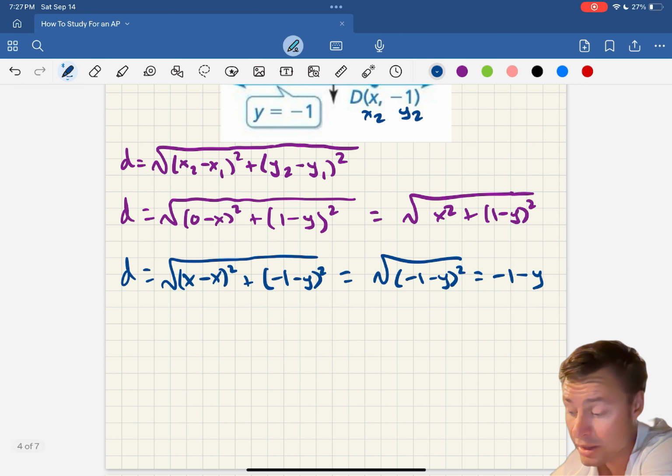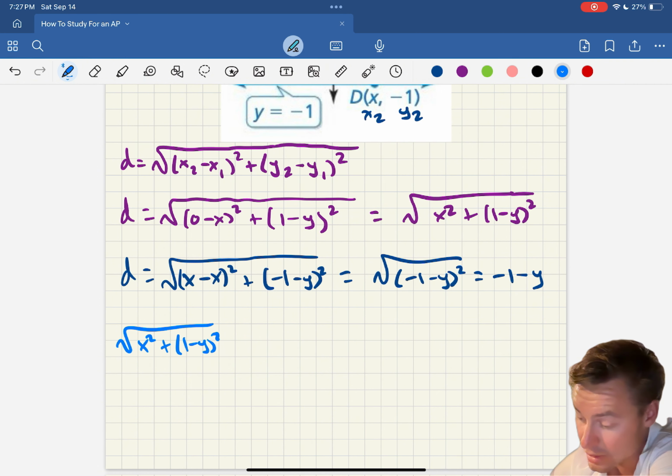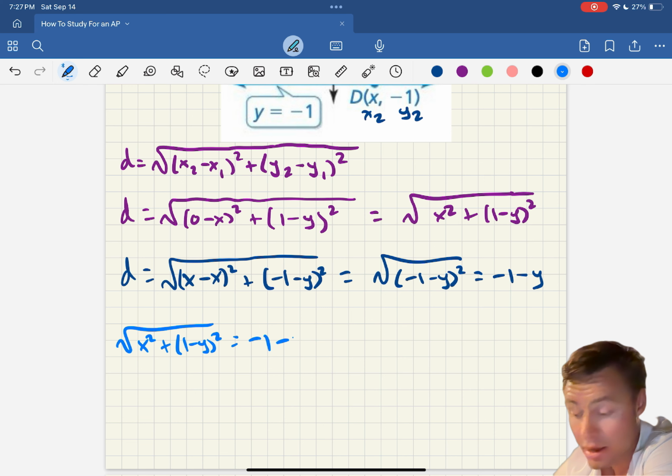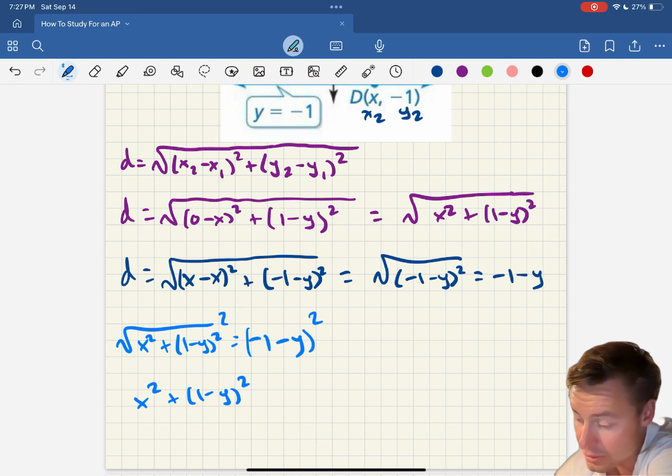And now I can go ahead and set these two equations equal to each other because we know that the distances are equal. So we can say that the square root of x squared plus (1 minus y) squared is equal to negative 1 minus y. I'll square both sides to get rid of this square root. And that gives me x squared plus (1 minus y) squared is equal to (negative 1 minus y) quantity squared, which is 1 plus 2y plus y squared.